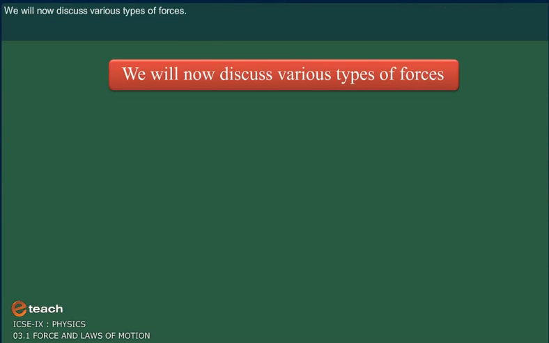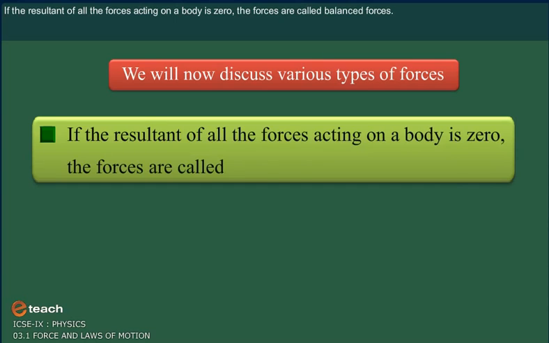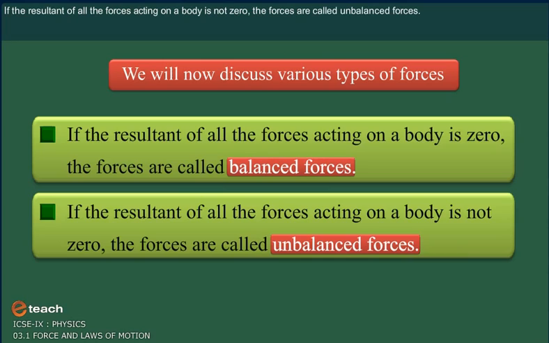We will now discuss various types of forces. If the resultant of all forces acting on a body is zero, the forces are called balanced forces. If the resultant of all the forces acting on a body is not zero, the forces are called unbalanced forces.